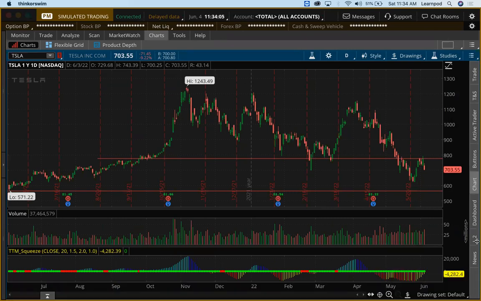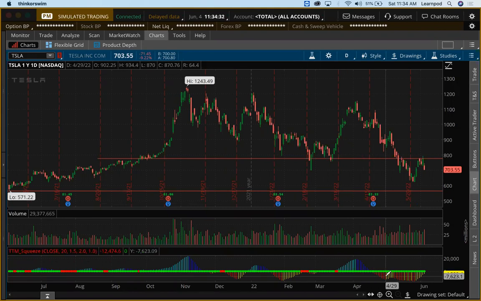So what exactly is this TTM squeeze and how can I use this for my trading? It's a very, very important question. If I look at my TTM squeeze, I will see different colors that appear on my screen. You'll see light blue, dark blue, red bars and yellow bars.